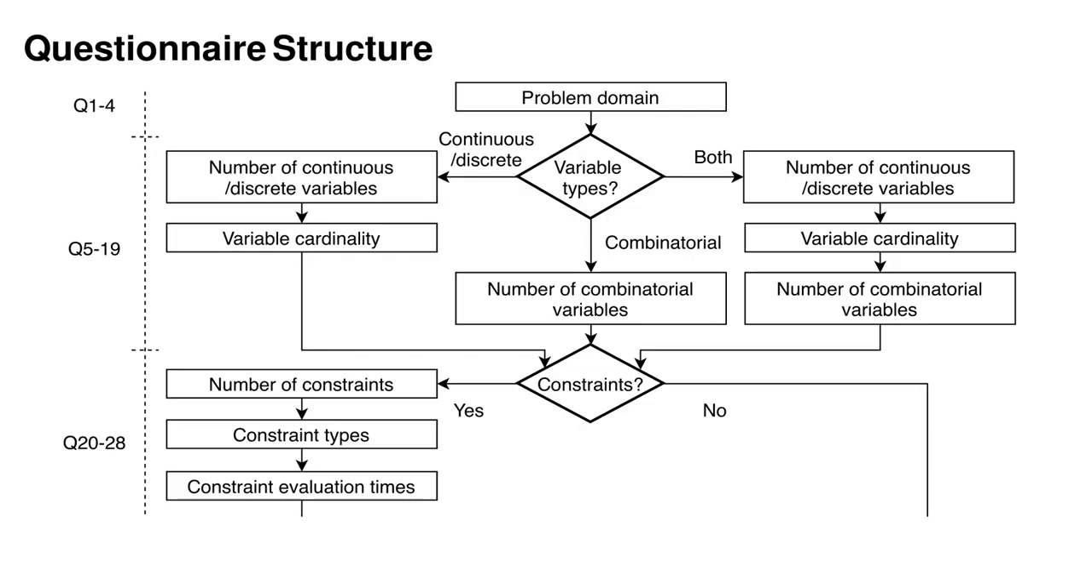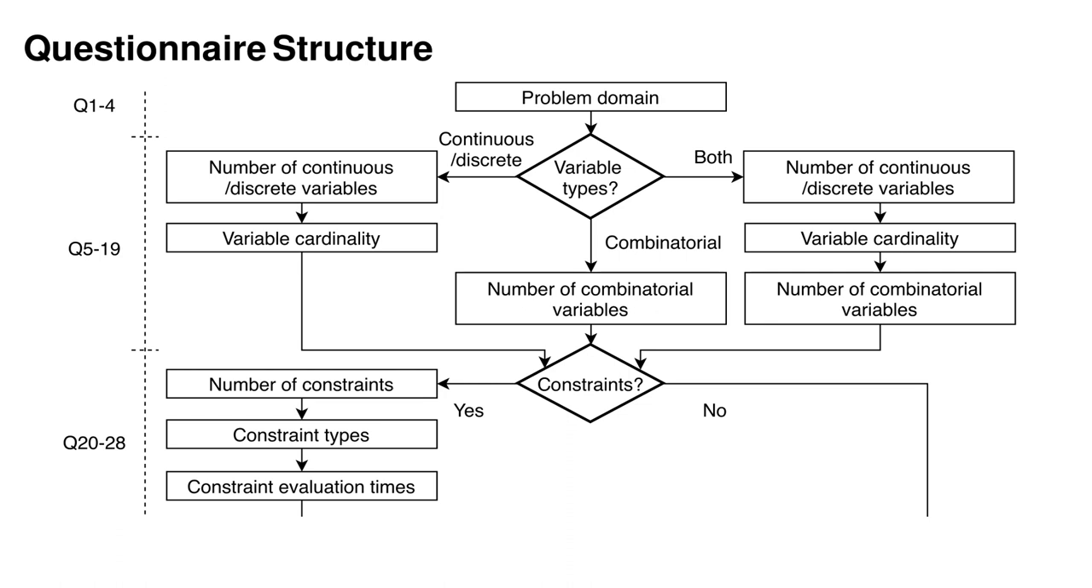Here we have our questionnaire structure to give you an idea about the questions we ask. We start with questions about the problem domain, like whether it's an engineering problem or a biological problem. Next, we ask about the variable types. Are the variables only continuous or discrete, or are they combinatorial, or is it a mix of both? Then, how many of these different types of variables are there? And for the discrete ones, what is their cardinality?